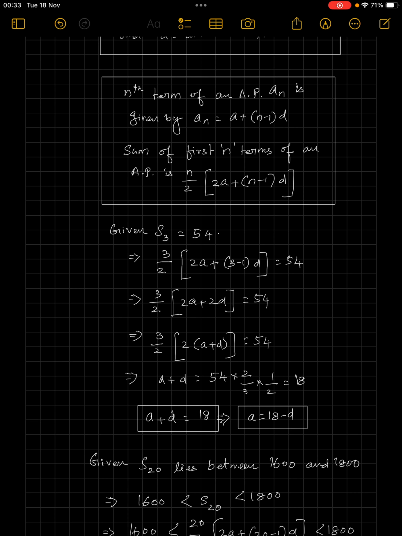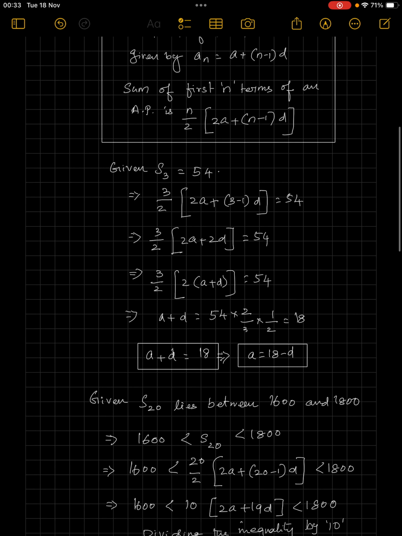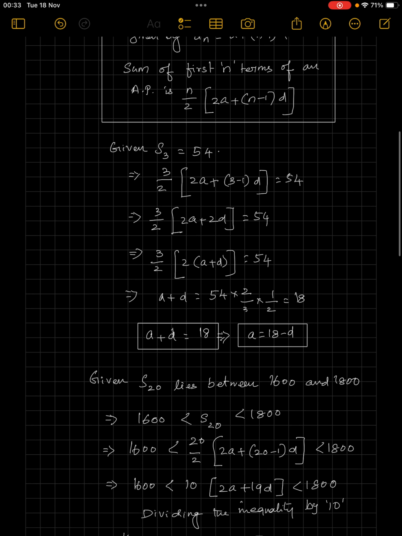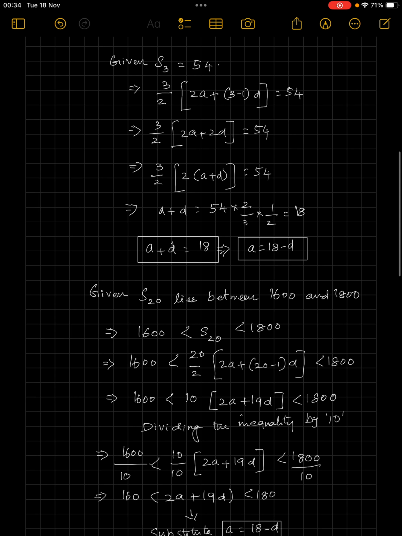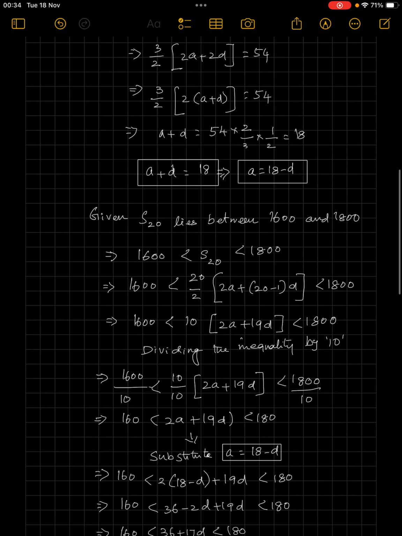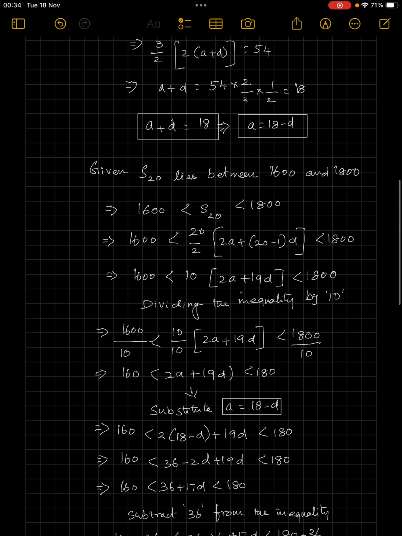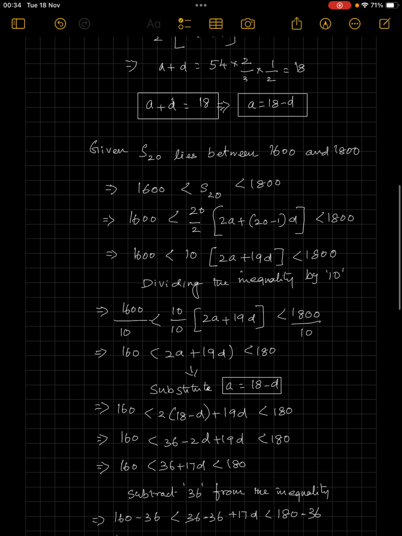The sum of first three terms is equal to 54. So we use the formula for sum of n terms, and we will say n is equal to 3. So we get a plus d is equal to 18, or a is equal to 18 minus d. And the second data given in the problem is the sum of first 20 terms lies between 1600 and 1800. So again we'll use the sum of first n terms formula, and we'll start simplifying the inequality.